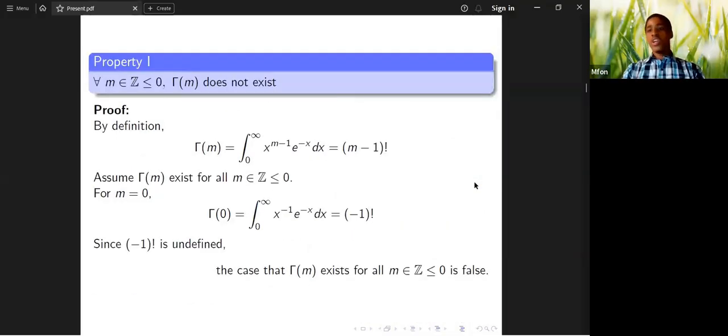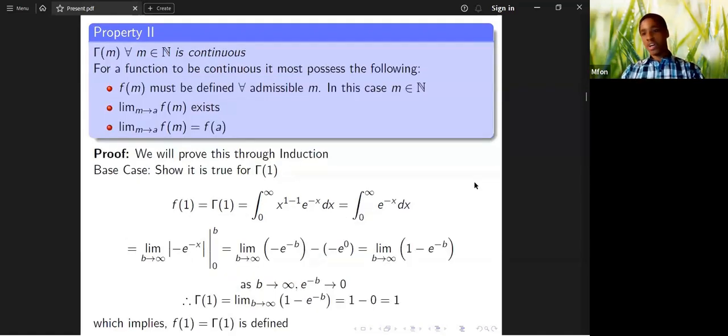Property 1. We know that the gamma function cannot exist for all m in the set of integers less than or equal to 0. We'll prove this by contradiction. Let's assume that it is true for this set, and let's pick a random number in this set, for instance m equals 0. When we plug into the equation, we get that gamma of 0 is equal to minus 1 factorial, and minus 1 factorial is undefined by definition. So that means gamma of m cannot exist in the set of integers less than or equal to 0.